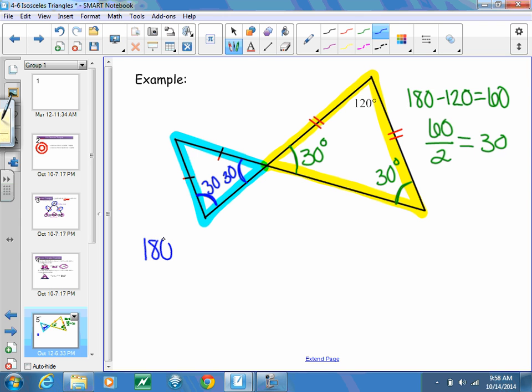So if I take 180, subtract 30, and subtract another 30, we're going to be left with 120 degrees. And so my vertex angle is 120 degrees.